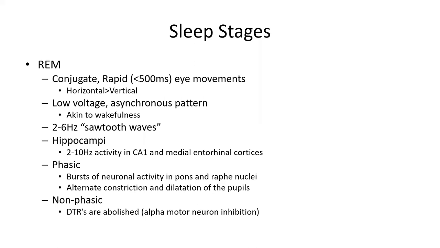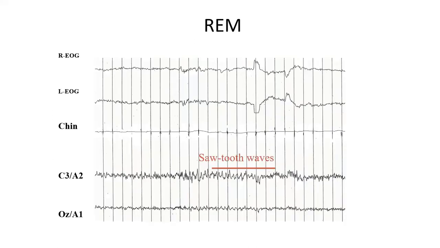There's also non-phasic REM. So our deep tendon reflexes are abolished, so we get this inhibition of the alpha motor neurons in the spinal cord when that occurs. So it's a good example of our rapid eye movements, very sharp deflections, and then our sawtooth waves.